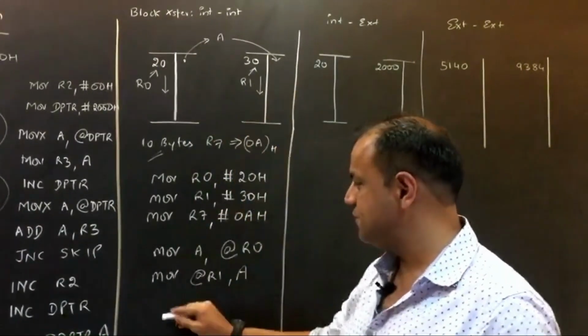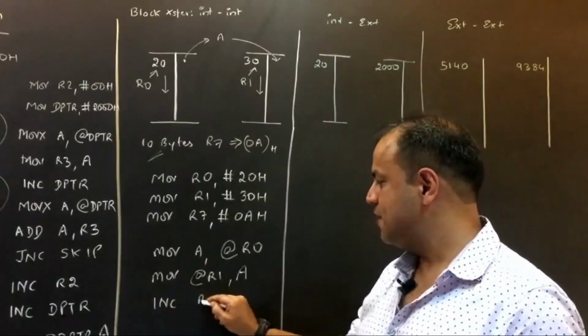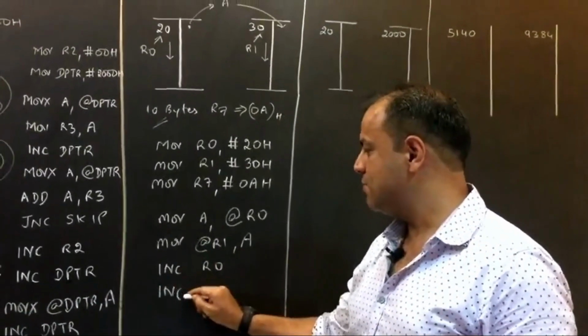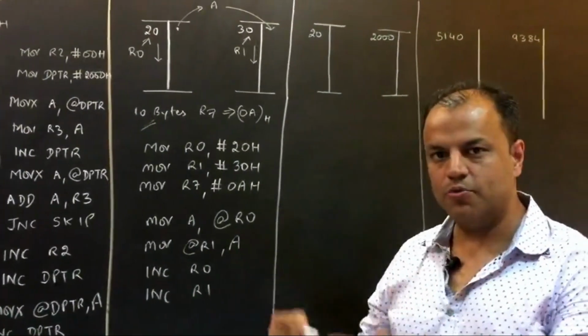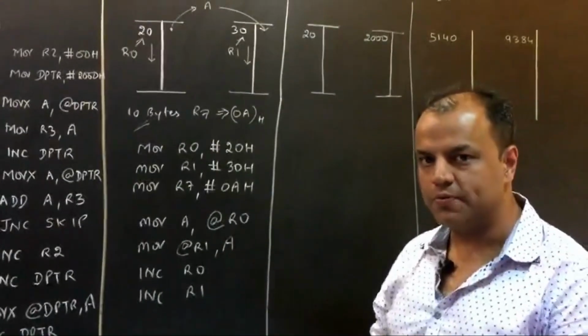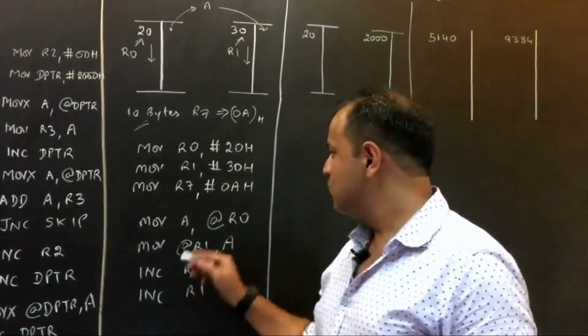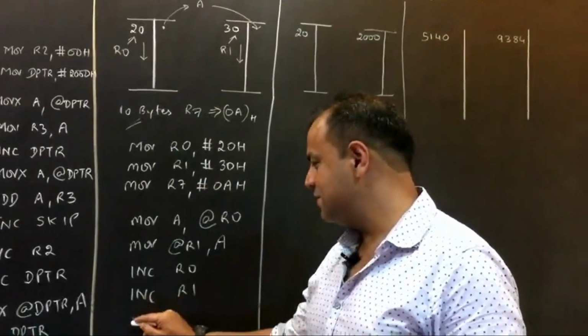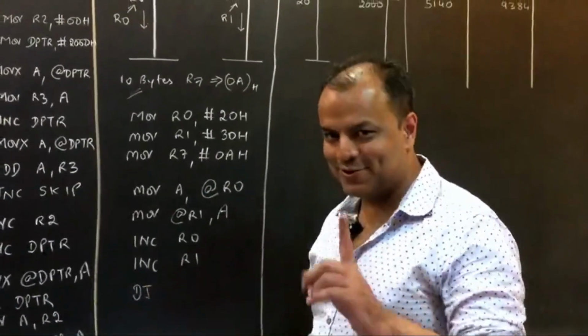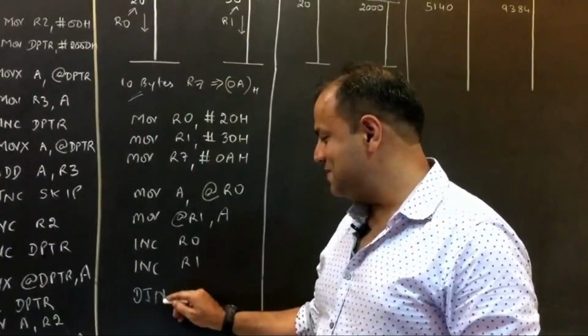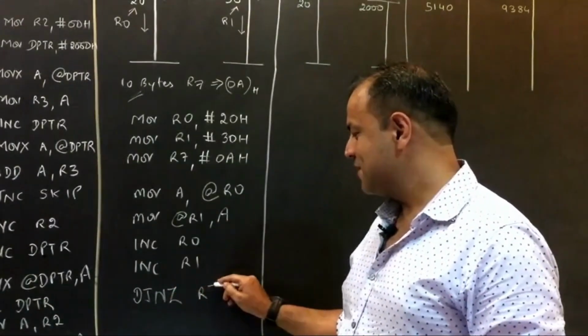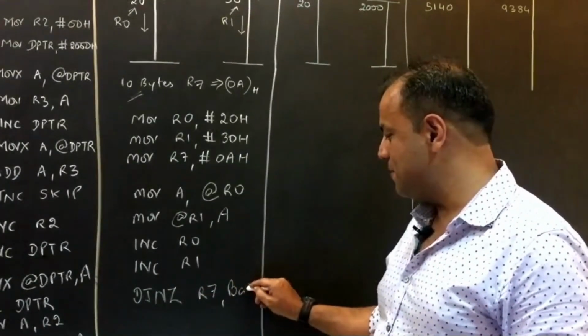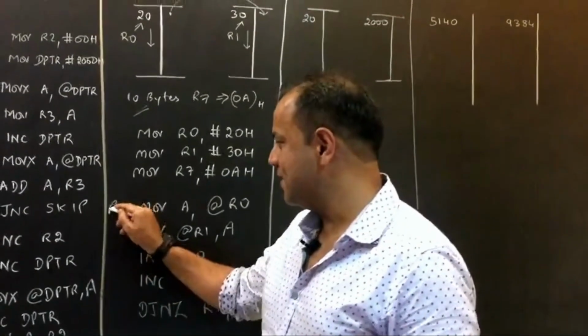Now increment your pointers. Increment R0. Increment R1. Now put this procedure in a loop. For that, who has the count? R7. I have taught you how to make a loop. DJNZ R7, back. This is back.